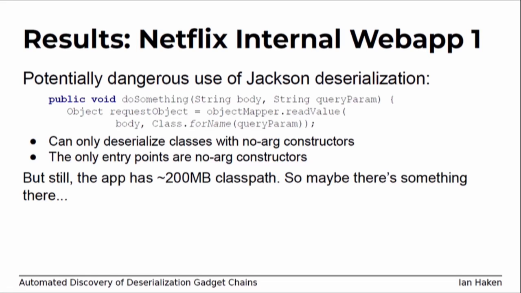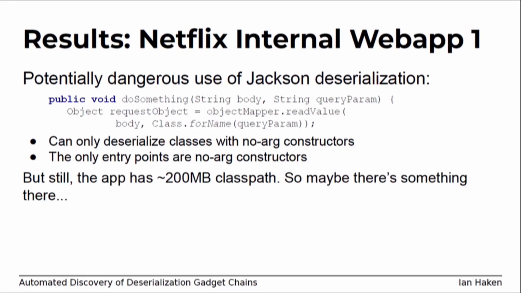This was using some potentially dangerous use of Jackson deserialization. An attacker could specify any class to instantiate and put an arbitrary body in there. But there were a lot of limitations on it. It was using more or less the default configuration of Jackson, so you could only deserialize classes with no-arg constructors. Your only entry points are going to be no-arg constructors, and most of the time, classes don't do anything terribly interesting in constructors.